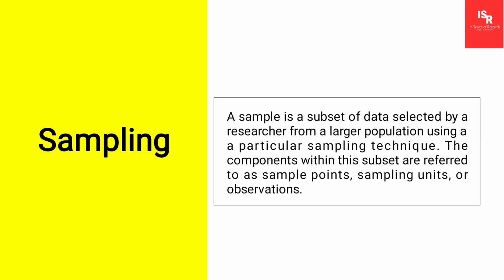So this is all about sample. And when we use different types of techniques to select that subgroup from a large population, that is called sampling. So a sample is a subgroup of your population, whereas sampling is the technique you use to select that subgroup for your research.